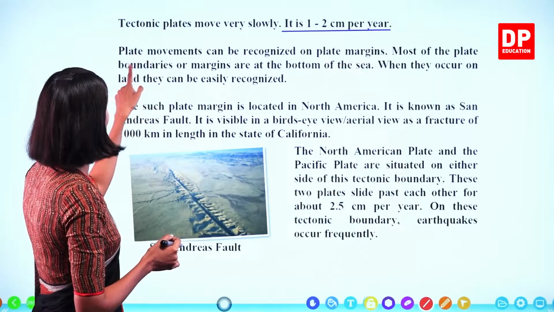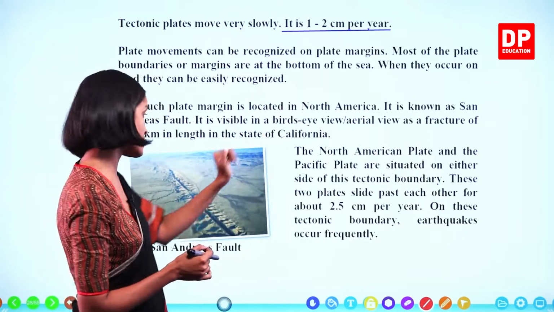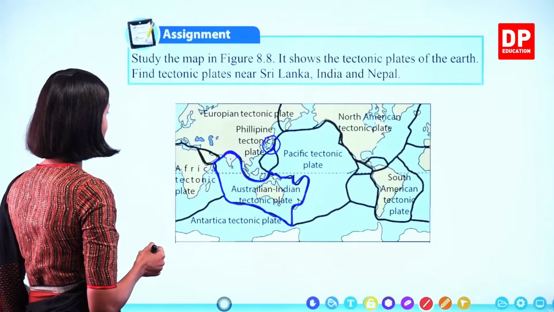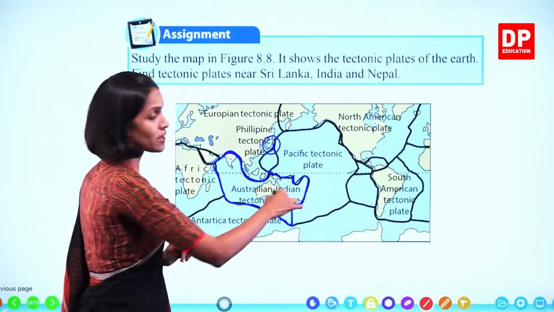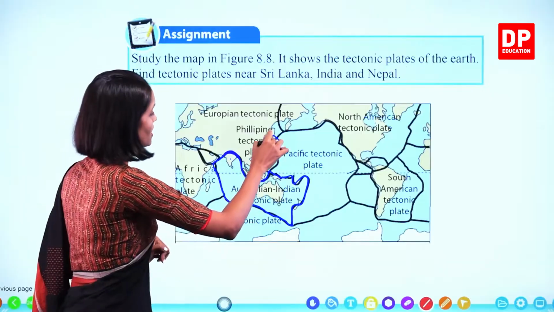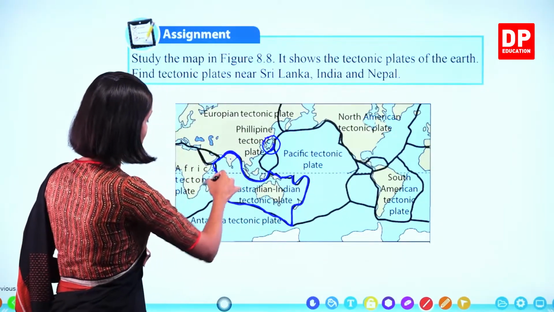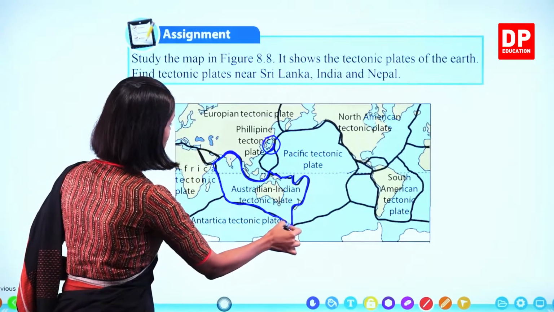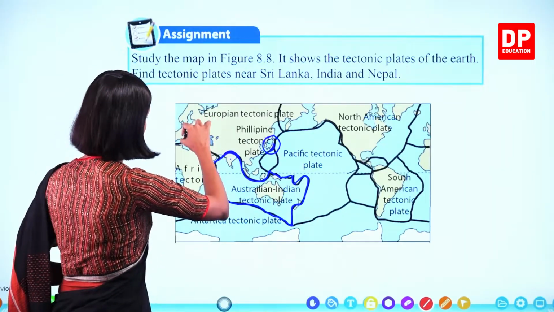Most of the plate boundaries or margins are at the bottom of the sea. We discussed this earlier. We will go to that slide again. Look at this one. Now these black lines are the tectonic plate margins, right? Look, most of these black lines go across the oceans. Only some of these margins go across the lands.